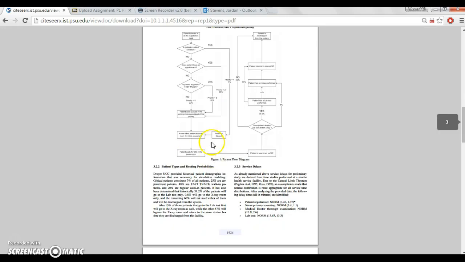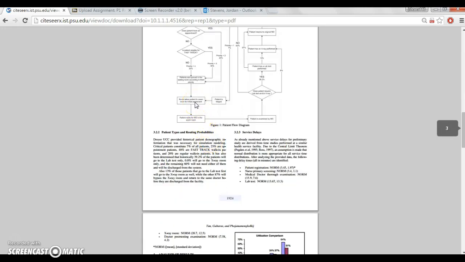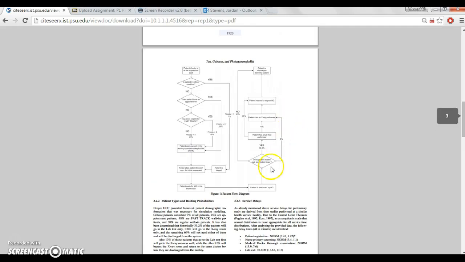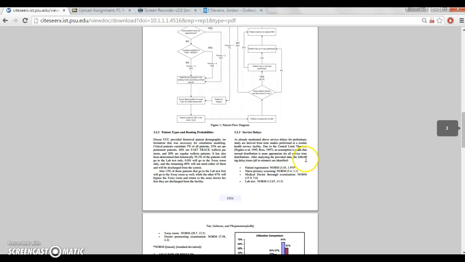Once they're done with that, they go to the initial assessment, and then they wait on the actual doctor, and then they're examined by the doctor. Once they're examined, they go into another probability in which the doctor assigns them to have a lab test, have an X-ray, have both, or have none. And if they have a lab or X-ray, they return to the doctor for a final assessment.